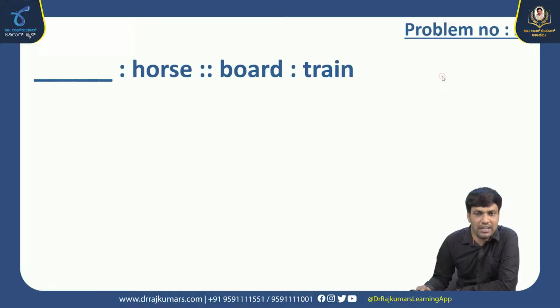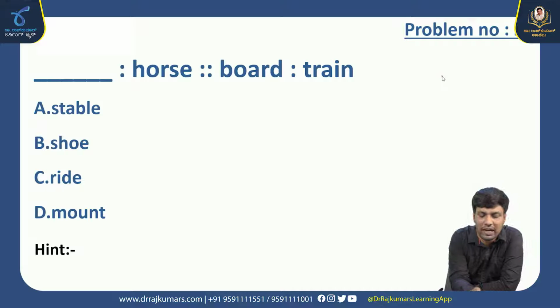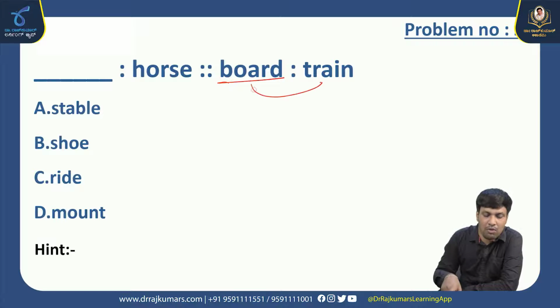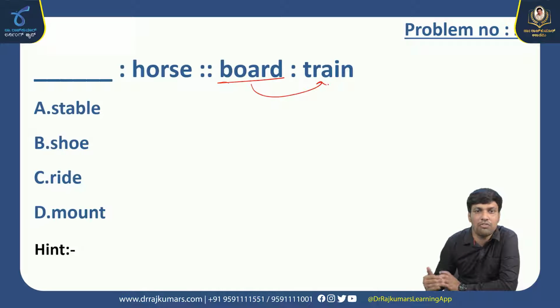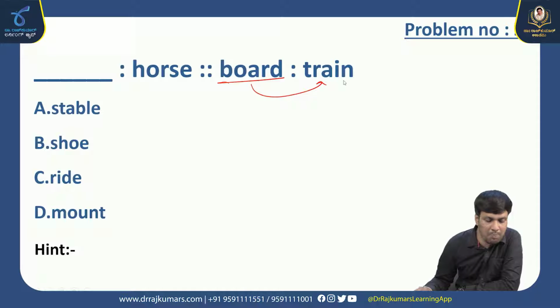If board is related to train, then how is horse related to? The question is stating that dash relates to horse whereas board is related to train. The options are stable, shoe, ride, as well as mount. We call the process of getting into a train boarding. Similarly, they are asking what is the process of getting on a horse. Looking at the options, we have stable, shoe, ride, and mount.